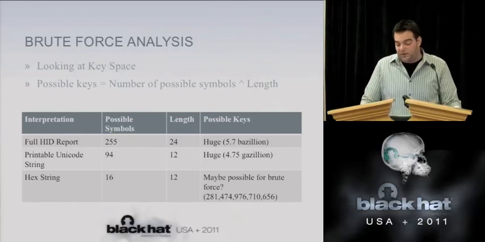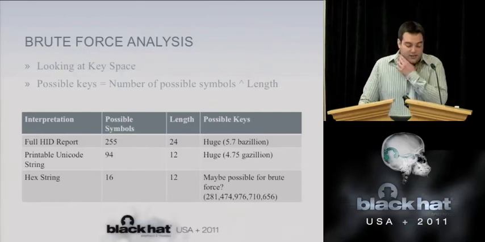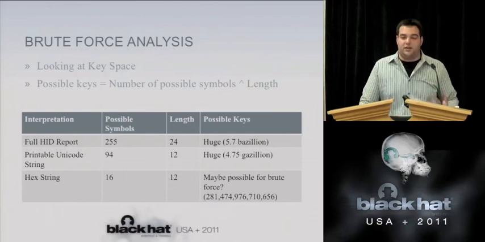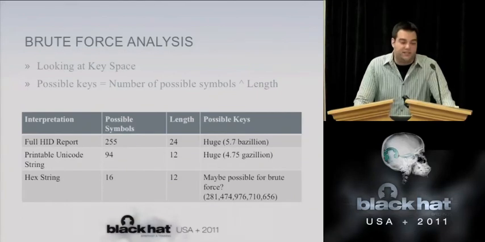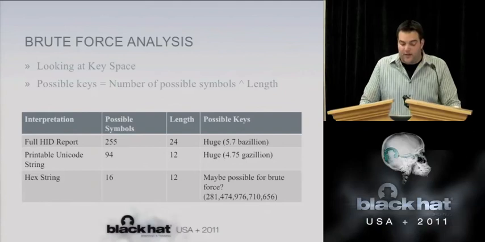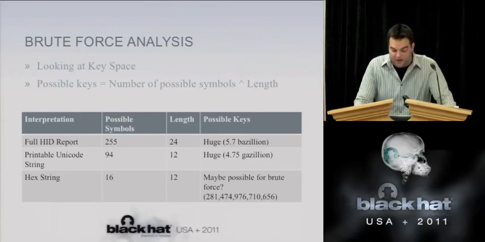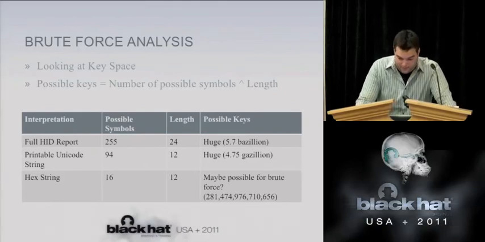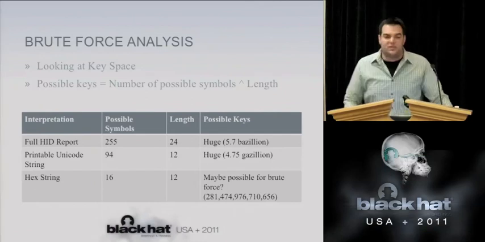But then we can remember looking back at all of the samples, it's not any Unicode string it's using, it's a Unicode representation of a hex string. So now we know we have 16 possible symbols in a hex character. We have 12 of them. So now we're somewhere around 281 trillion, which is still a lot.